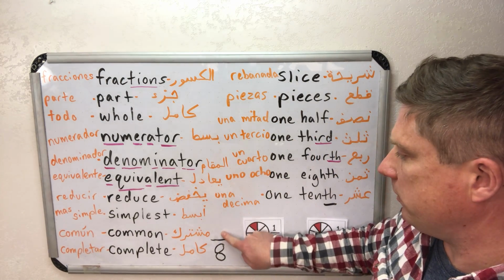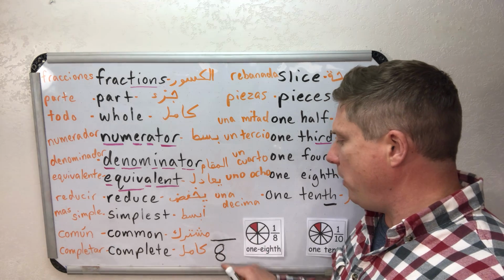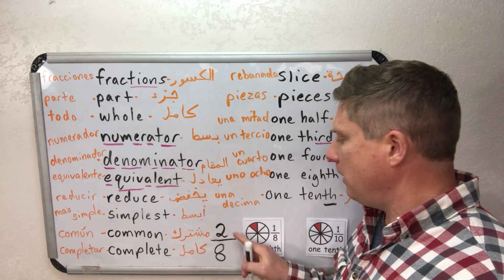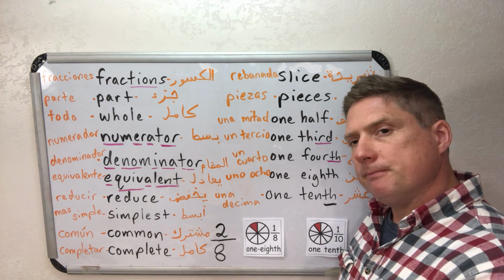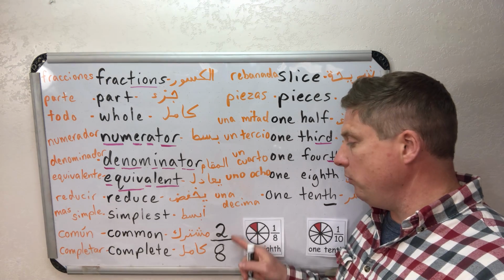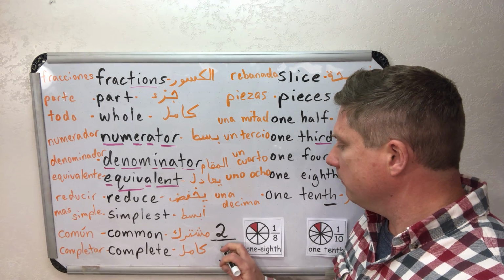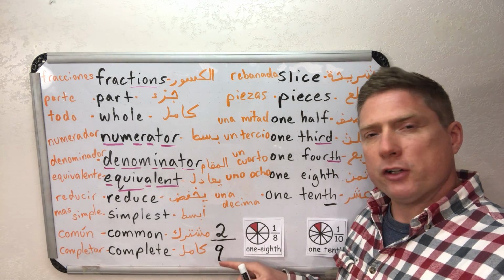What if I did this? What if this was 1/8, what if I put a 2 here? How would we say that? Yes, you'd say 2/8. Very good. What if I put a 9 here? How do we say this fraction?